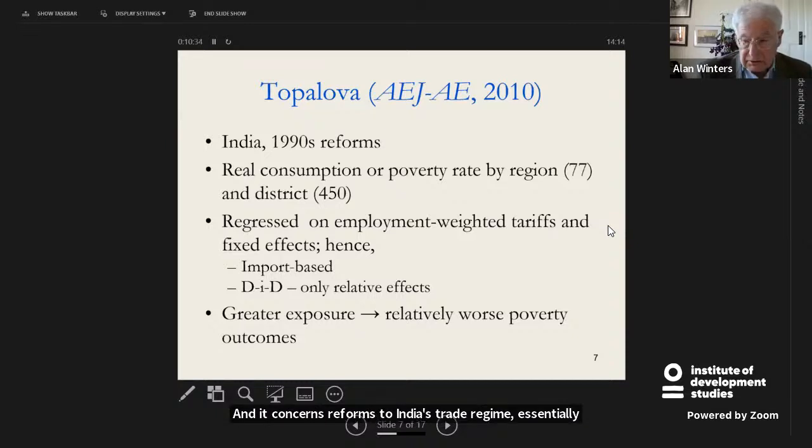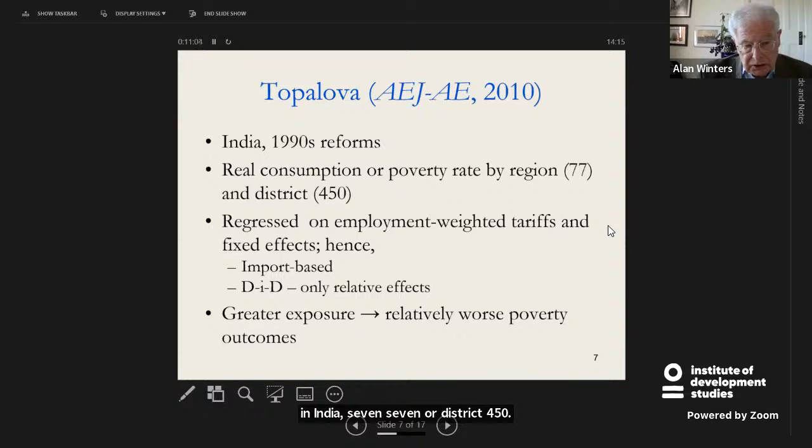Essentially, India got into a real balance of payments trouble, and the IMF, as part of the conditions for its loans, said you've got to reform your trade policy, get these tariffs down from 80, 70% down to something more sensible, 60 or 30. This paper by Petia Topalova looked at real consumption and poverty rates by region in India, which are 77, or district, 450.